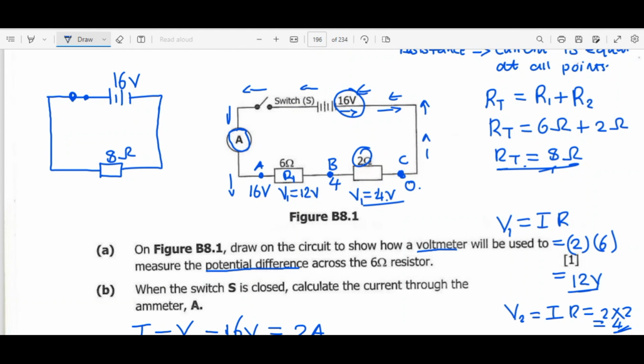So the total voltage that was produced by the source is used by the 2 ohms resistor. So that's how we can handle a case like this.